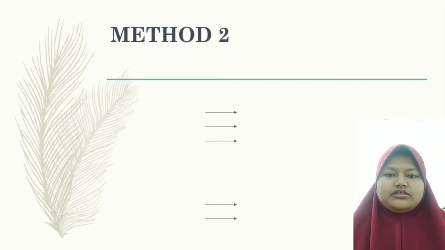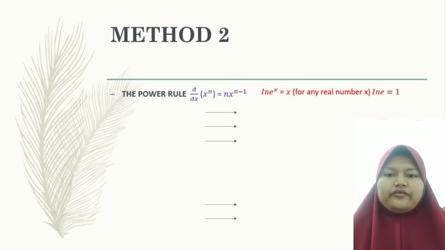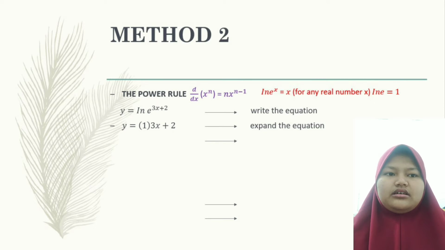For method 2, we use the power rule and derivative of constant. So the formula is ln e power of x equal to x, where x stands for any real number, and ln e equal to 1. So we substitute ln e in the equation, so we get y equal 1 times 3x plus 2. We expand the equation, and we get y equal 3x plus 2.